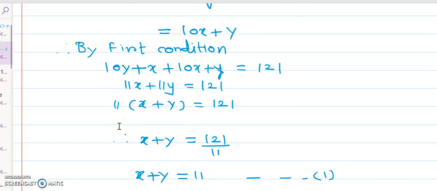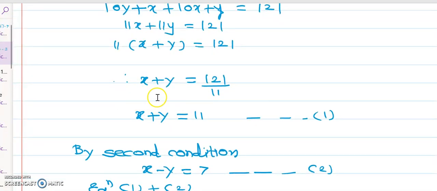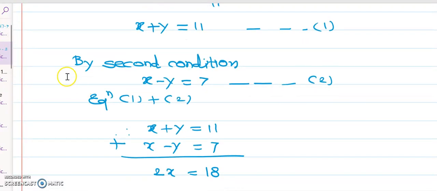Take 11 as common, then 11 in bracket x plus y equals 121. Therefore x plus y equals 121 upon 11. Therefore x plus y equals 11. This is equation number 1. By the second condition, that is the difference, x minus y equals 7. These are the two equations.